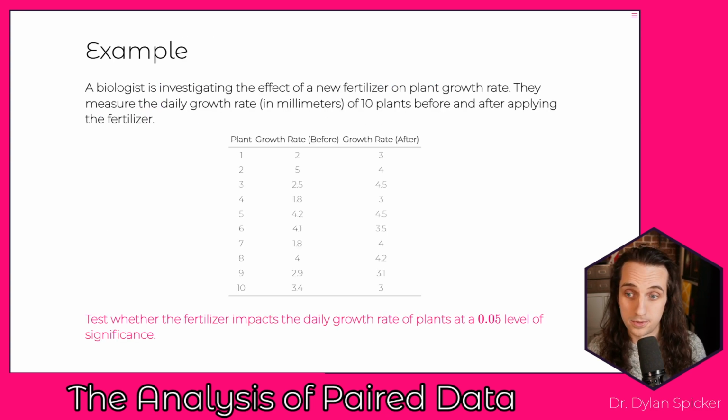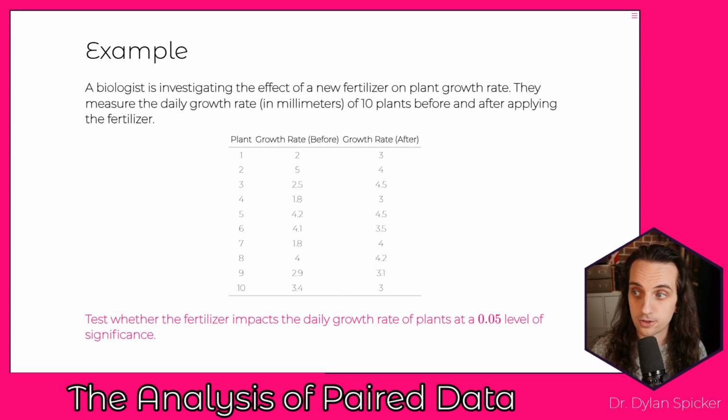So take a look at an example here. In this example, we have a biologist that's investigating the effect of a new fertilizer on plant growth rate. They measure the daily growth rate in millimeters of 10 different plants before and after applying the fertilizer. And so what we have here is each individual plant.